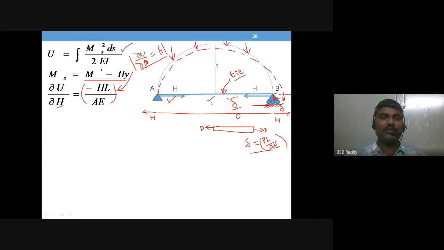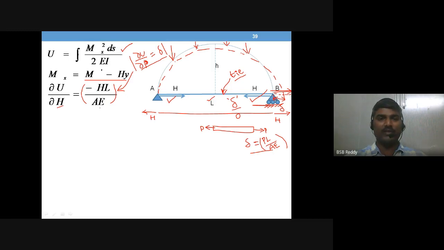Where P is H, the horizontal thrust. Why is the negative sign provided here? Because you see the movement of the support is towards the right hand side, whereas the force is acting to the left hand side. So what does that mean? The work done here is negative. The displacement is in one direction and the force is acting in the other direction. Okay, that's why there is a negative work done.